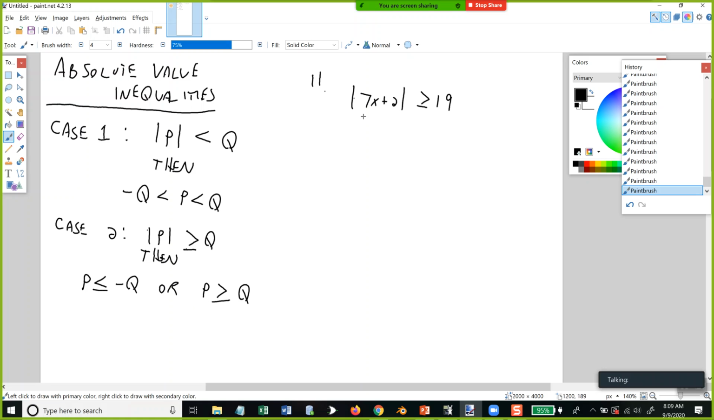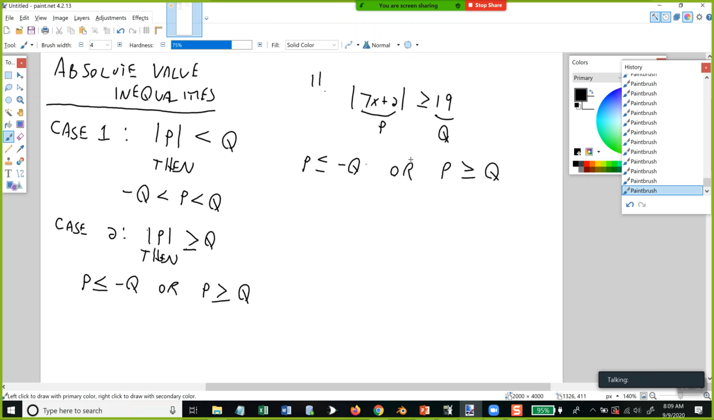Now, the absolute value has to be by itself on the left side, which it is. So what's inside is our P, and the other side is our Q. This is obviously the greater than case, so it's case 2. So that says P is less than or equal to negative Q. There's an OR here, and P is greater than or equal to positive Q.